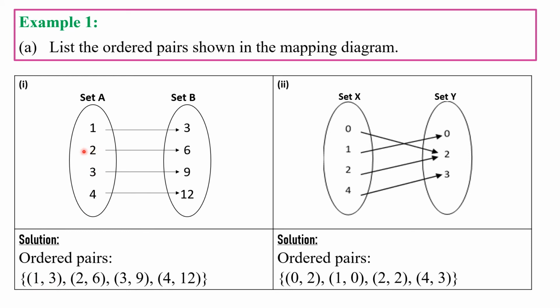The same goes to 2, which is mapped to 6. So the ordered pair is 2 and 6. For 3 as well, 3 and 9. So the pair is 3, 9, and 4 and 12. And the same goes to the second one, set x, which has 0, 1, 2, 4 as the elements. Set y has 0 to 3 as the elements. So for the ordered pairs, we look at the first set, the domain, and the range, and then we pair them together.